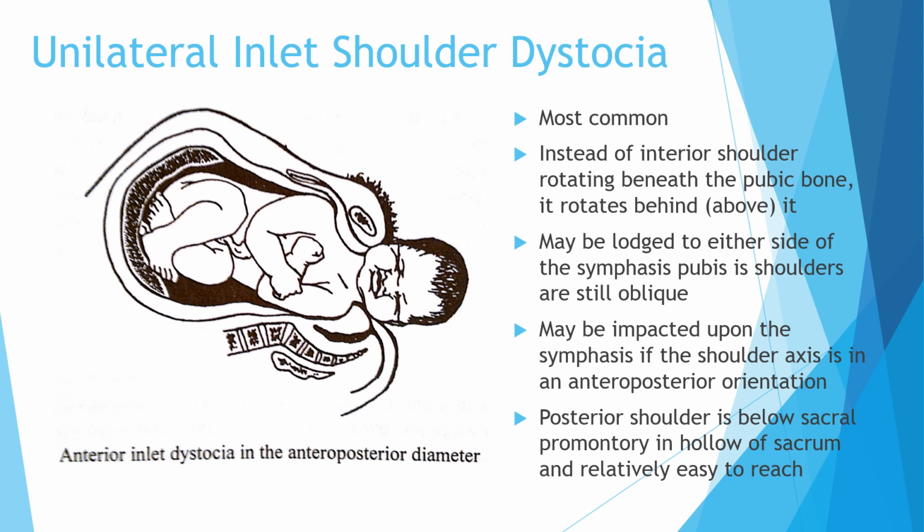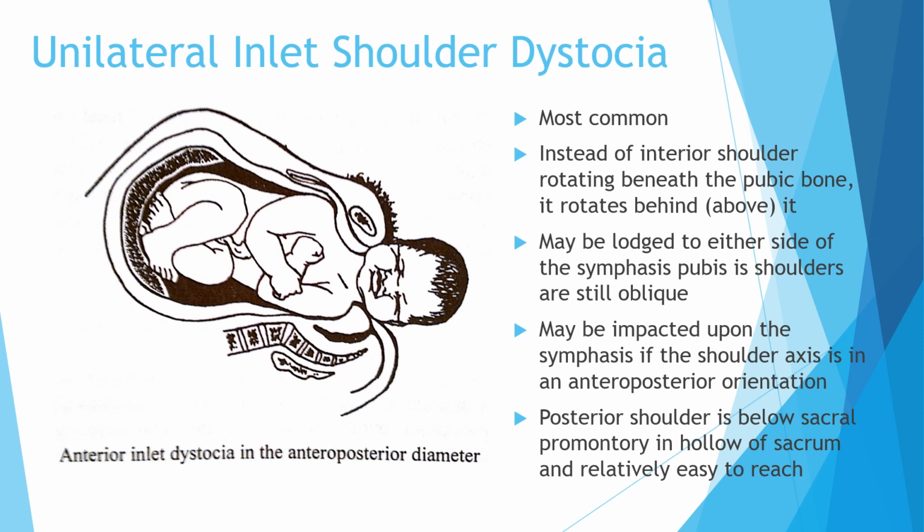So unilateral means that one of the shoulders is stuck and it's stuck high in the pelvis. This is the most common. And so what you have to do is rotate the shoulder that's stuck. You have the advantage that the posterior shoulder is in the roomy part of the back part of the pelvis. If you needed to, you could go in and grab that. So it makes your maneuvers a little bit more choices. The one that's always not so much scarier, but the hardest to handle, and my worst shoulder I ever had, was the bilateral inlet shoulder dystocia, where both are stuck high in the pelvis.